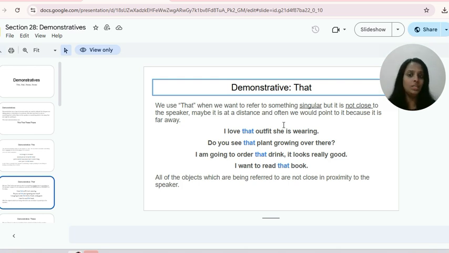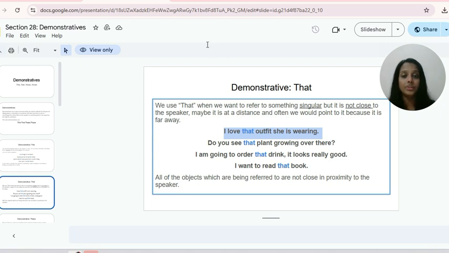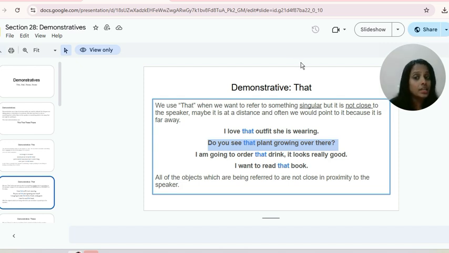We use that when we want to refer to something singular, but it is not too close to the speaker. Maybe it is at a distance, and often we would point to it because it is far away. So, say for example, I love that outfit she's wearing. So, here you're pointing to that outfit the girl is wearing. And if you're saying, do you see that plant growing over there? So, here you're pointing at a plant that's growing over there at a far distance, right?